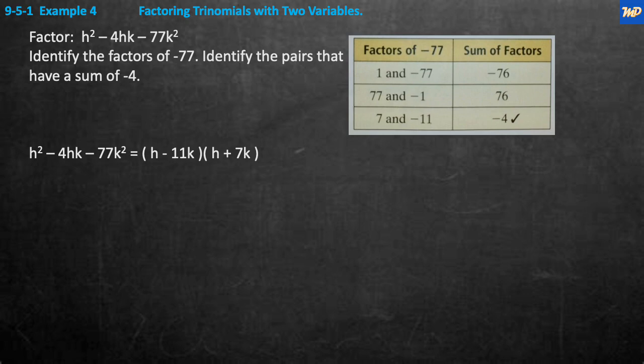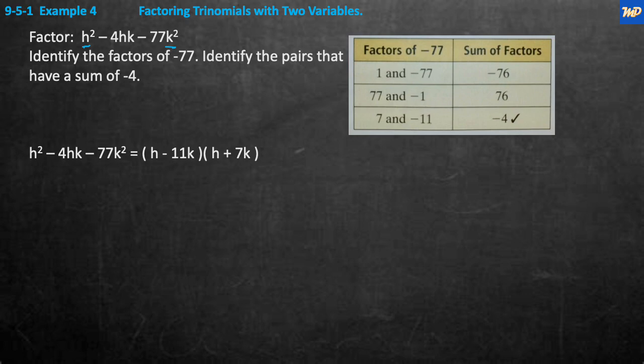So it says factor h squared, that's our one variable squared, minus 4hk. So now you have one of each variable in there in the middle term, and then minus 77k squared. The other squared variable is at the end of the trinomial. So it says identify the factors of 77. Identify the pairs that have a sum of negative 4.